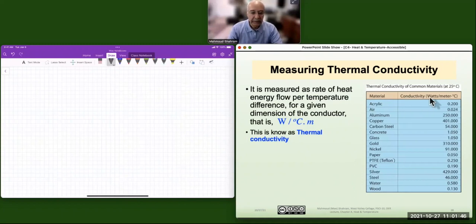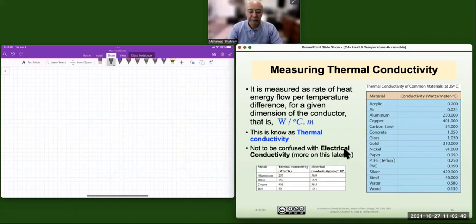Thermal conductivity is measured in watt per meter per degree C, and for air it is very low. So air doesn't conduct well as compared to silver, for example, 429. Copper is pretty good. Aluminum is okay. That's why, with aluminum foil, you put it in the oven and you take it out, you can still touch it. Gold is high. PVC is low, and wood is low, and water is low. That basically tells you how the heat is conducted. But of course, there is also electrical conductivity, which we will cover later.